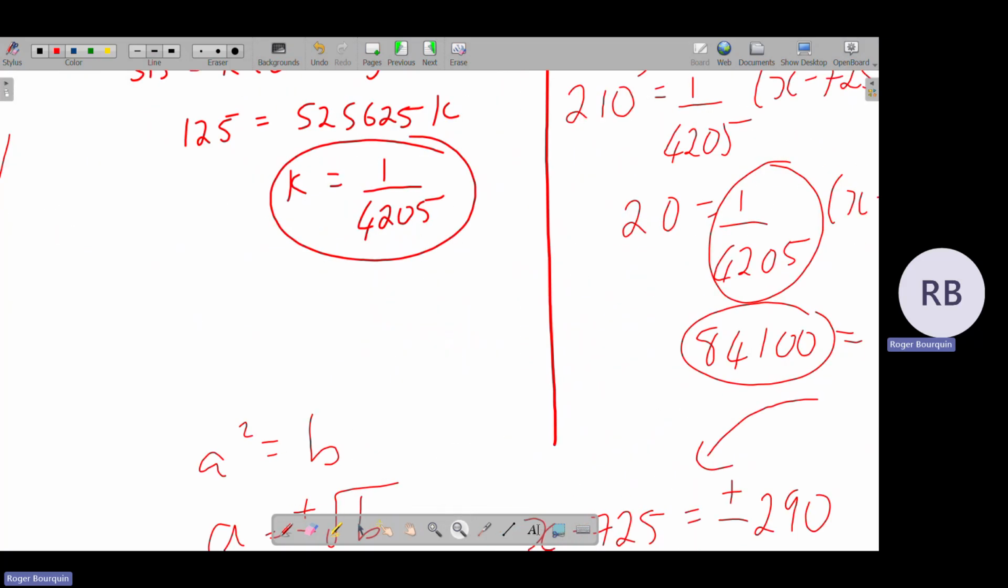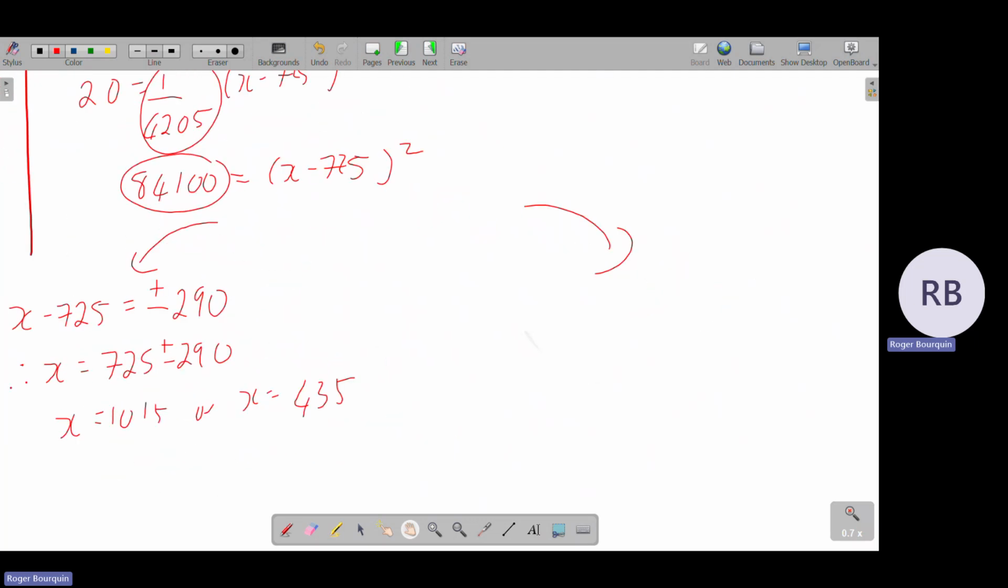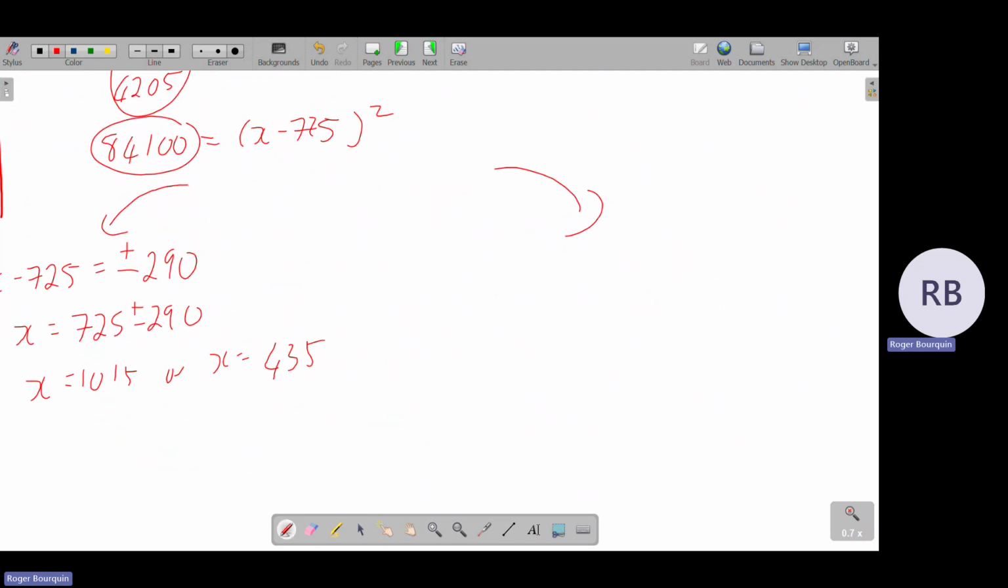What's the other way I could have done this? I could have timed it out and got 84100. I think most people do it this way: that is equal to x squared minus 1450x plus 525,625. So you get 0 is equal to x squared minus 1450x.